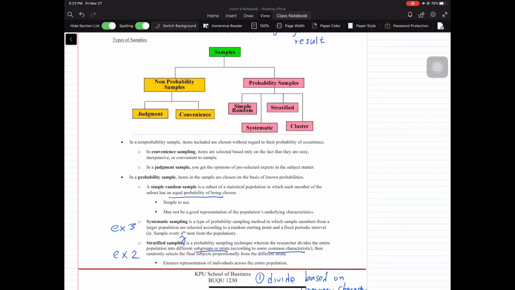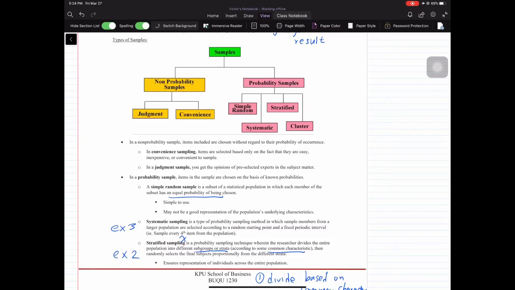Convenience sampling is when we're collecting data based on convenience, based on expense, based on how easily we can collect the data. Judgment is when we're collecting data based on our own opinions. And for probability samples, we have four types. We have simple random sampling, systematic sampling, stratified sampling, and cluster sampling.